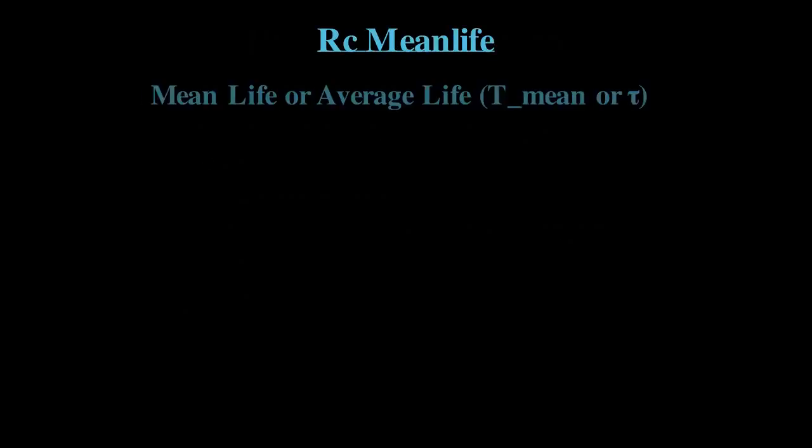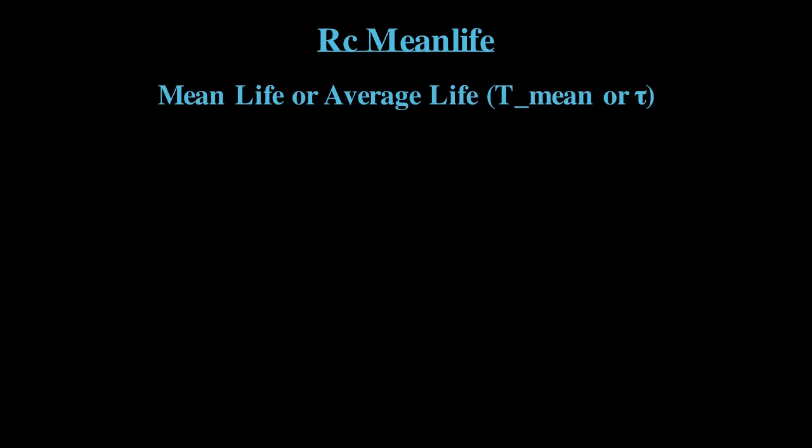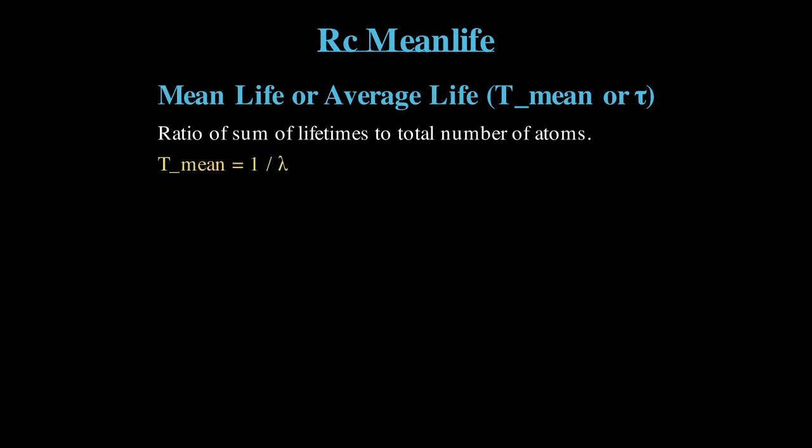Next, let's discuss mean life, also called average life. It's defined as the ratio of the sum of the lifetimes of all the individual atoms to the total number of atoms present initially. We denote it by t-mean. While the full derivation involves integration, the result is very simple. The mean life, t-mean, is simply equal to 1 divided by lambda. So, the mean life is just the reciprocal of the decay constant.